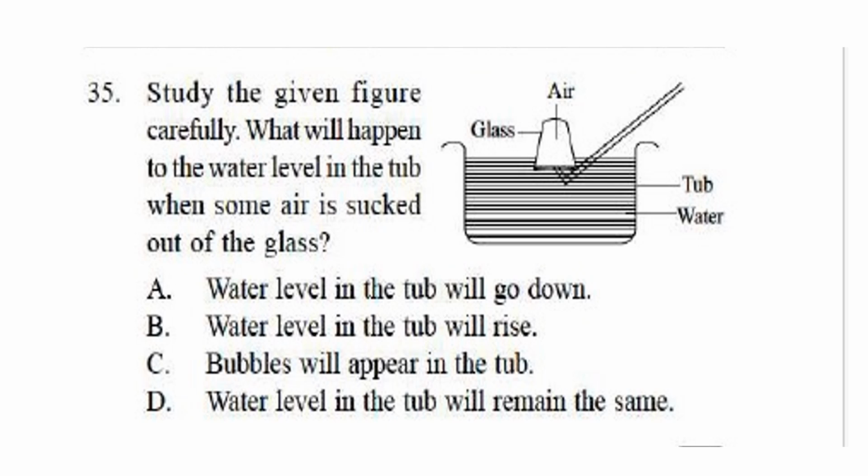Question number 35. Study the given figure carefully. What will happen to the water level in the tub when some air is sucked out of the glass? Here, this is glass and air, this is tub and water. Option A, water level in the tub will go down. B, water level in the tub will rise. C, bubbles will appear in the tub. D, water level in the tub will remain the same. And the right answer is option A, water level in the tub will go down.